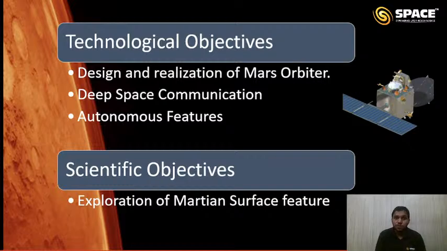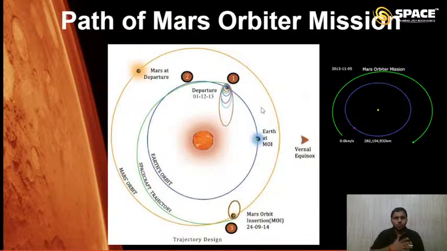Next part, scientific objectives. We need to explore the Martian surface features. Since we were not landing on Mars, we were not expecting much. We said that okay, we are just going to observe the atmosphere of Mars and the surface of Mars. So exploration of the Martian surface features was the scientific objective for us. Right? Two objectives clear: technological objective, scientific objective. And with this, scientists designed the whole mission.